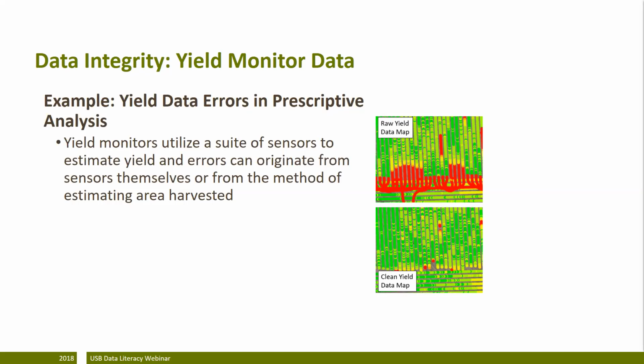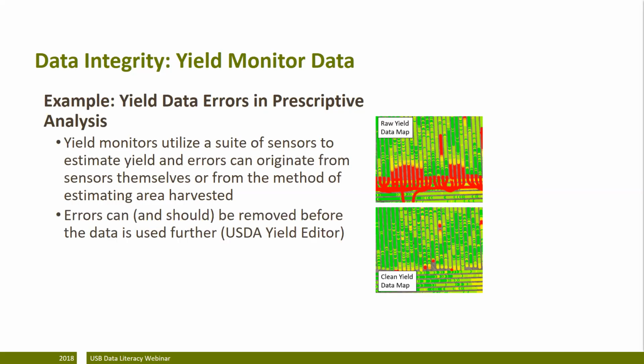On the bottom image, you can see the same yield map, but with these erroneous data points removed. It's important to clean yield data before data is used further. So in this case, we used a program called USDA Yield Editor, which is a free software to clean the data.